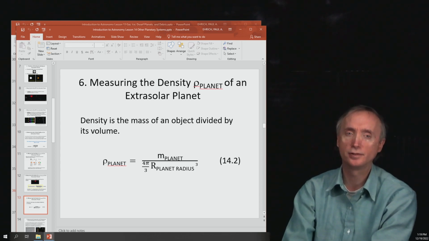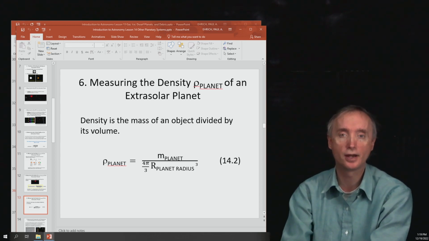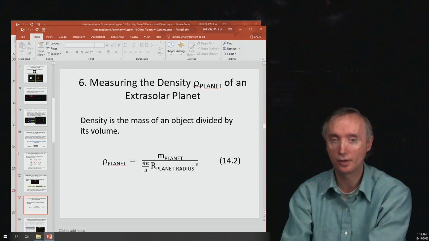Density, let's not worry about this, okay? But you would just take the mass of the planet divided by the volume of the planet, and that tells you about the density of the planet.